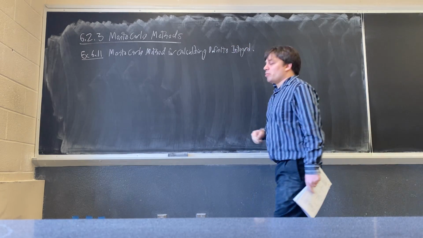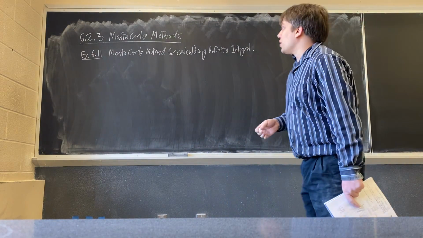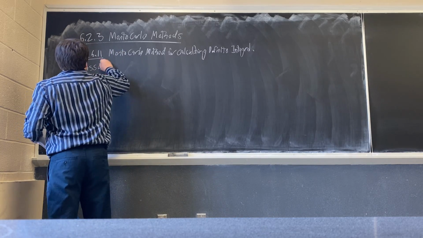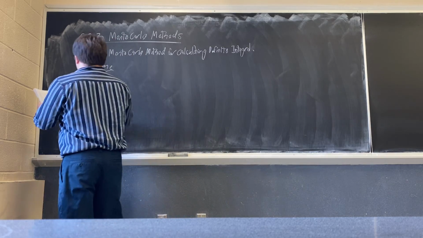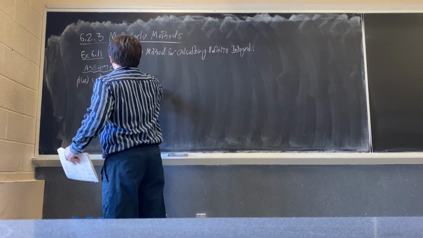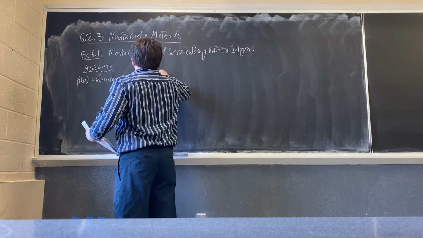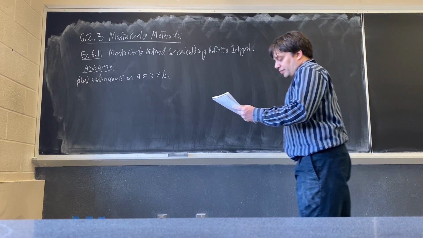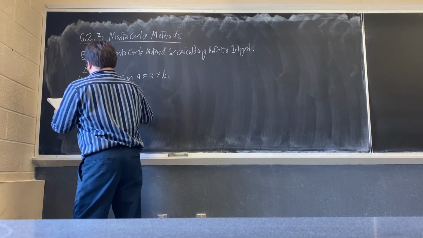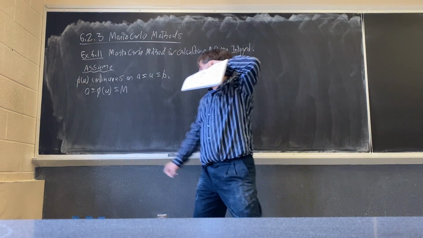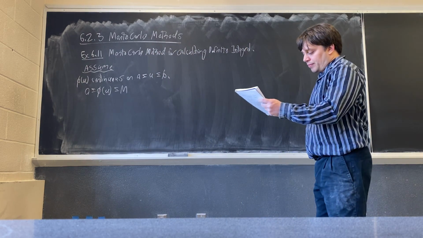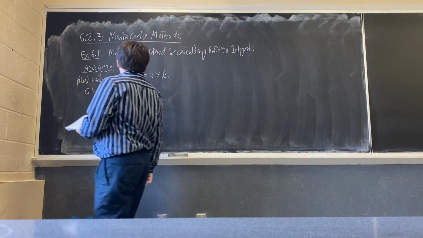And so this is kind of cool. You can use probability to find a definite integral, the area under a curve. Okay? So let's assume, so our assumption is going to be that phi of u is continuous on the interval a less than or equal to u less than or equal to b. And the function is bounded below and above by 0 less than or equal to phi of u less than or equal to capital M. That means the smallest value the function could be in this range of u values is 0, and the largest value it could be is capital M. Okay? So that's our assumption.